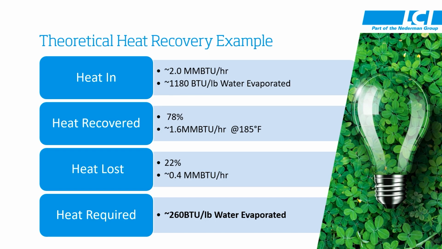So when you look at the final numbers of putting 2 million BTUs per hour into the dryer, being able to recover about 78% of that heat, we can get about 1.6 million BTUs per hour of hot water at 185 degrees Fahrenheit. This means we only lose about 22% of that heat through the process, or somewhere around 0.4 million BTUs per hour. If you do the math, this equates to somewhere around 260 BTUs per pound of water evaporated used through the dryer outside of the heat recovery process.